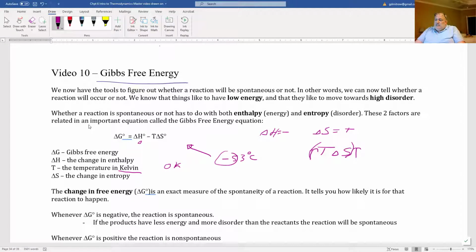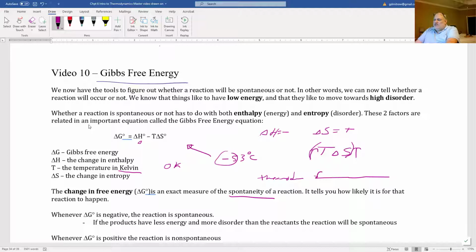Change in G, or the change in Gibbs free energy, determines whether or not a reaction is spontaneous. Remember, I said spontaneous is also known as thermodynamically favorable. I didn't want to write the whole thing out. Well, the sign determines that.